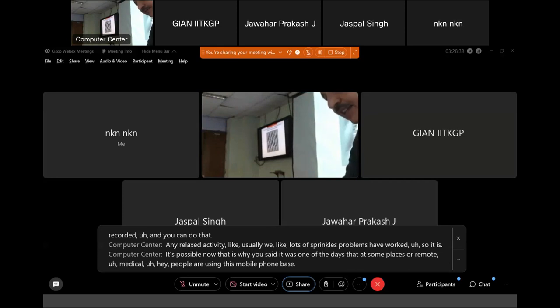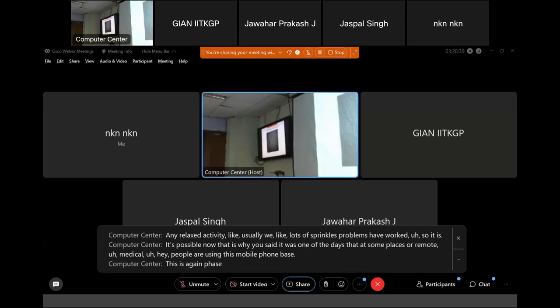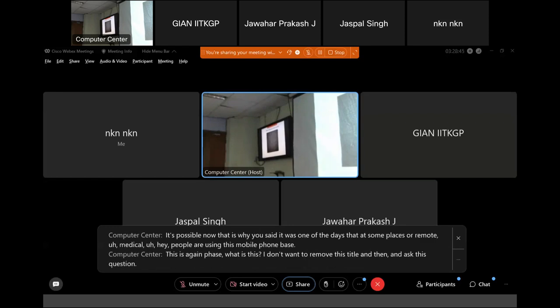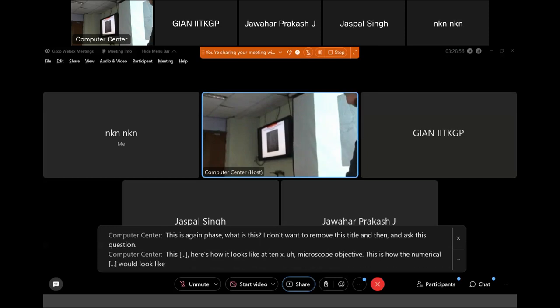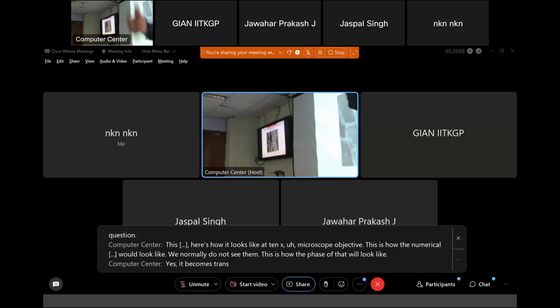This is again phase. What is this? I normally remove this title and ask this question. This is an onion peel. This is how it looks at 10x microscope objective. This is how the numerical reconstruction would look. We normally do not see them. This is how the phase of that will look. Yes, it becomes transmission. You see the onion peel, you will be able to see them. That's a very good diffuser.